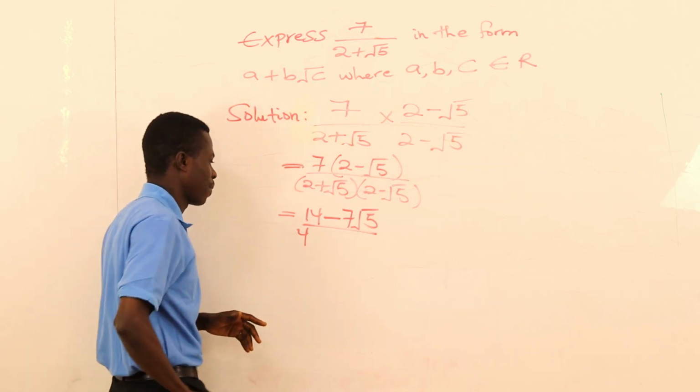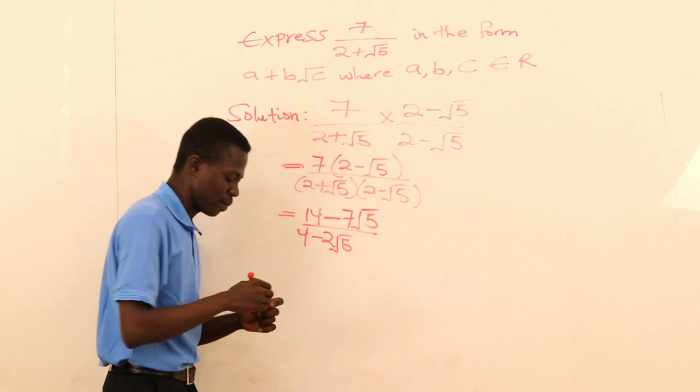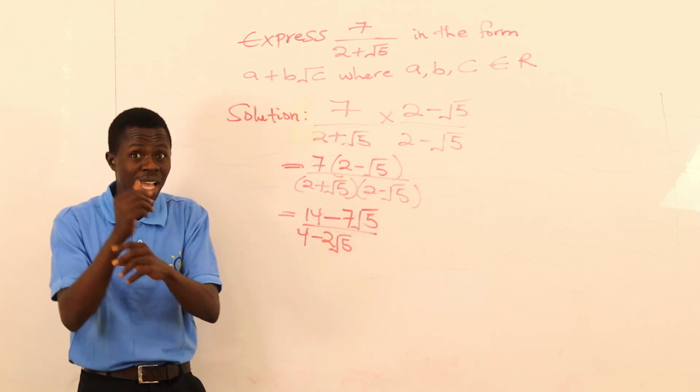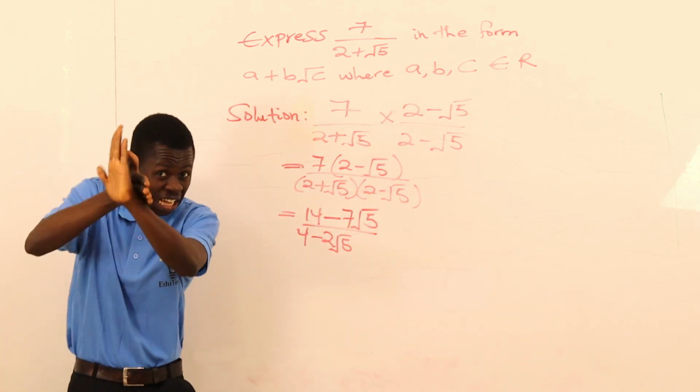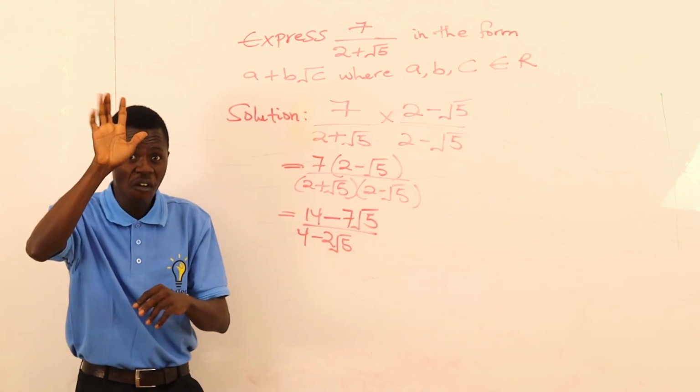Then 2 again, multiplying the other expression, which is minus square root of 5. And we are going to have minus 2 square root of 5. So let's write that as well. Minus 2 square root of 5.